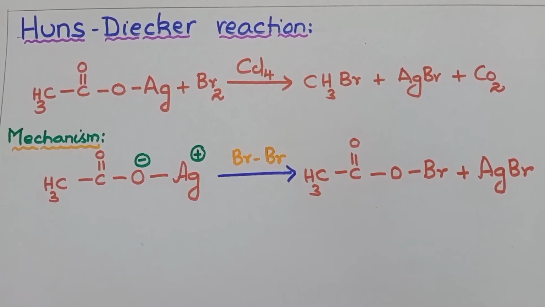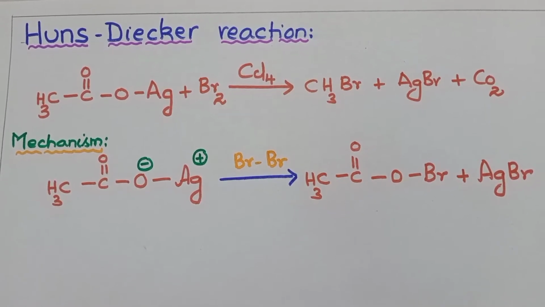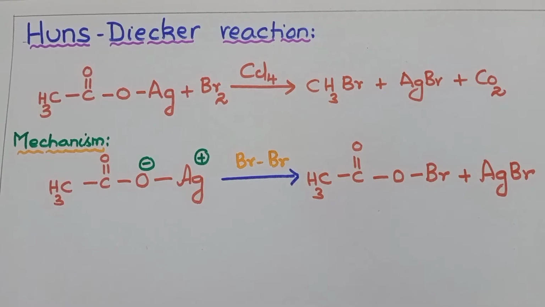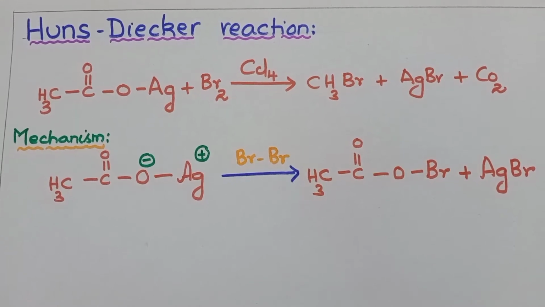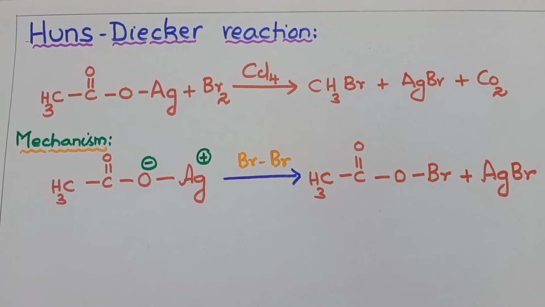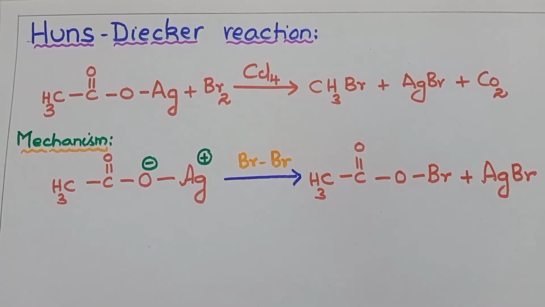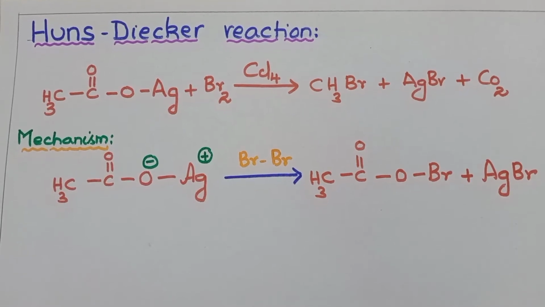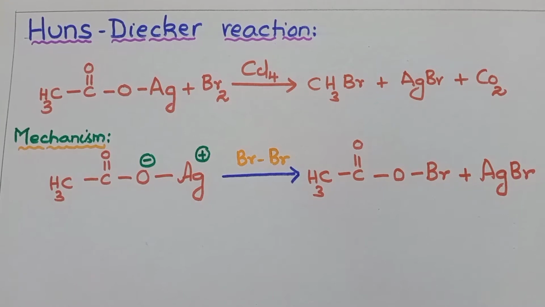Here I am with another name reaction of carboxylic acids, called the Hunsdiecker reaction. So what does this Hunsdiecker reaction tell us about? This reaction is nothing but when the silver salts of carboxylic acids are treated with bromine in the presence of CCl4, the product would be alkyl halide.